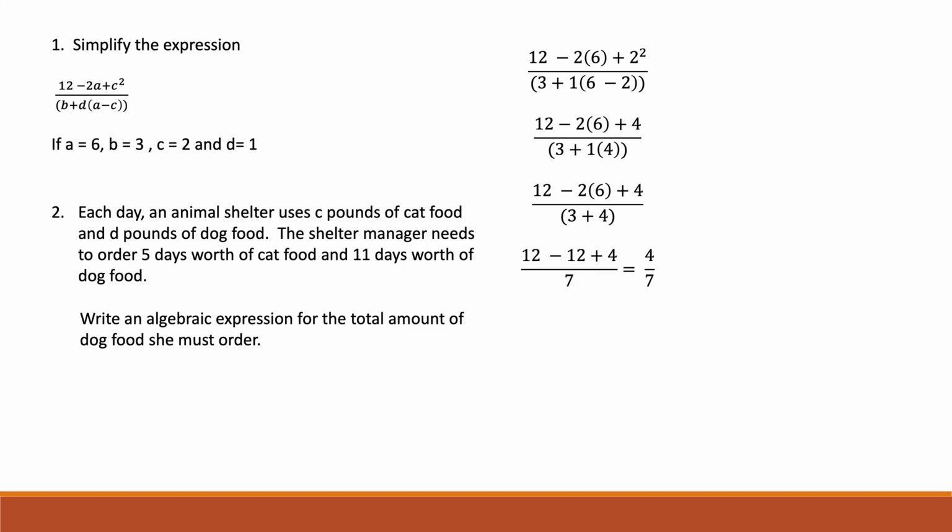All right, so the expression for this, you're going to order C pounds of cat food a day, and you have to do 5 days worth, so that's 5 times C or 5C, and D pounds a day for dog food, and 11 days worth, so that's 11D. And the total amount, you've got to add those up, 5C plus 11D. All right, so those questions between simplifying and creating algebraic expressions summarize pretty well what we've been going over in class.